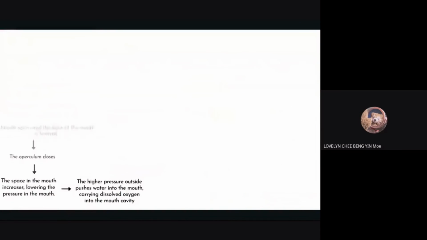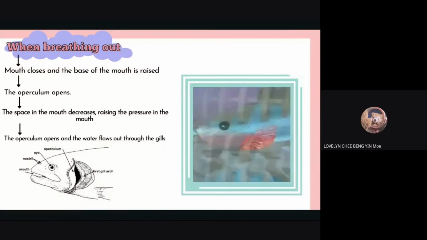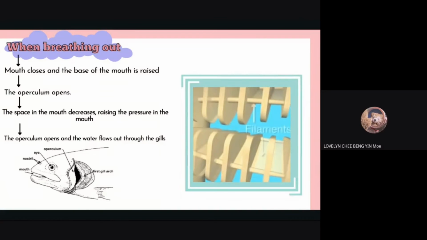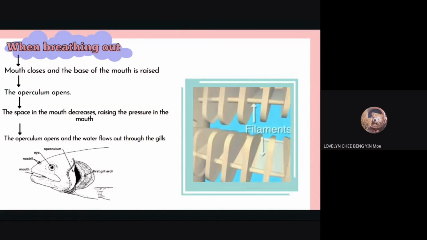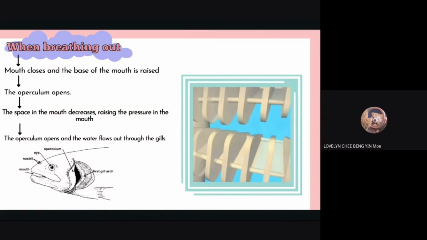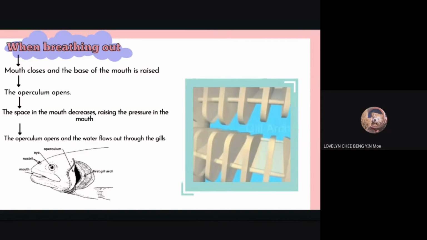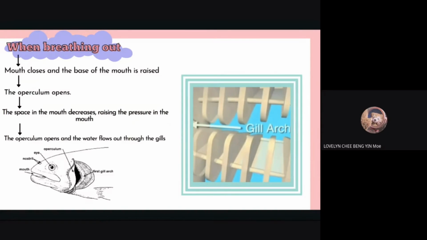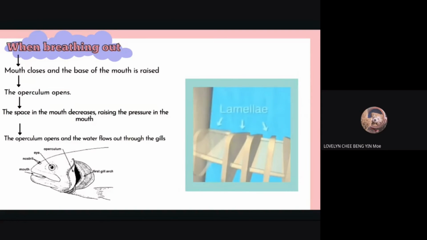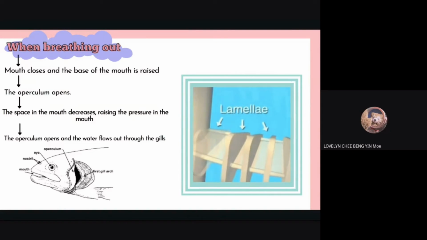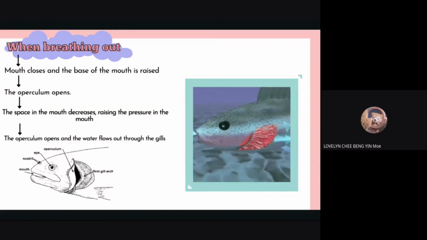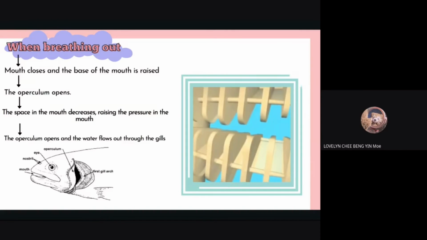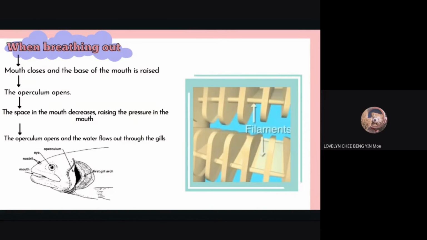When breathing out, the mouth closes and the base of the mouth is raised. Then the operculum opens, and the space in the mouth decreases, raising the pressure in the mouth. Lastly, the operculum opens and water flows out through the gills.